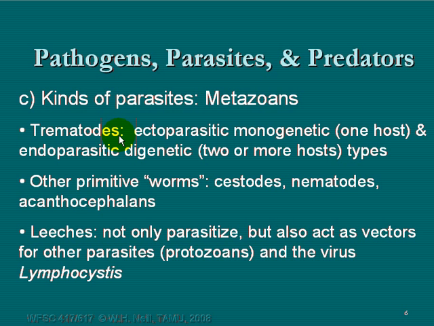Anyhow, digenetic endoparasitic trematodes and monogenetic ectoparasitic trematodes. And then there's some other worms, things that are generally thought of as worms, but not segmented animals. Things like cestodes, they're segmented, but they're not annelids. Anyhow, cestodes, tapeworms. Everybody knows what a tapeworm is. And nematodes are roundworms. And then spiny-headed worms are the acanthocephalans.